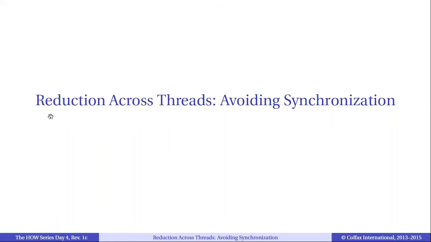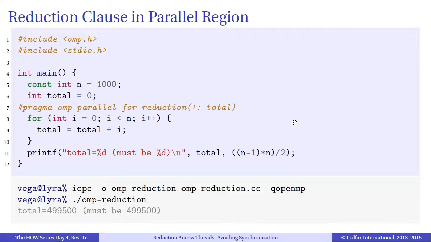This is possibly the most commonly used parallel pattern in high-performance computing, and I will illustrate it. The pattern is parallel reduction, and we will avoid excessive synchronization by using thread private variables. What I'm doing in this loop is I'm incrementing the variable total. I'm doing it by multiple threads concurrently. But the only operation that I'm doing with this variable total is this increment.